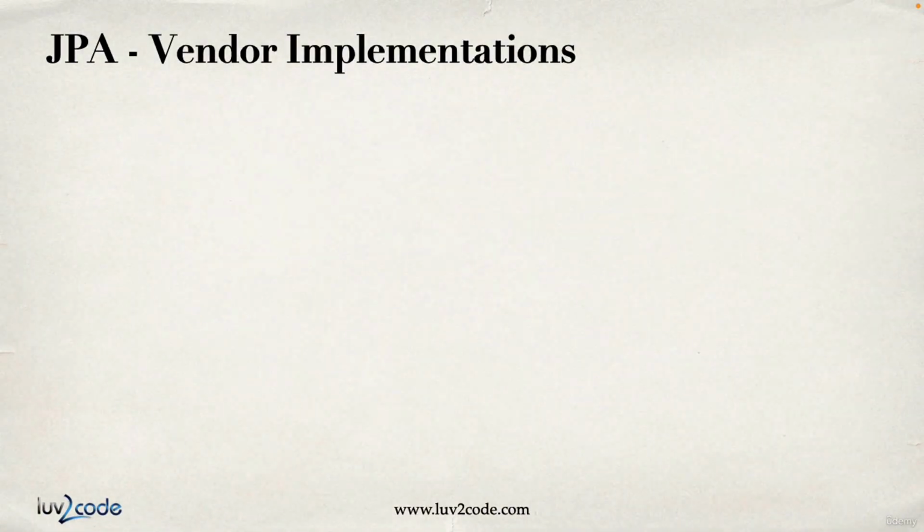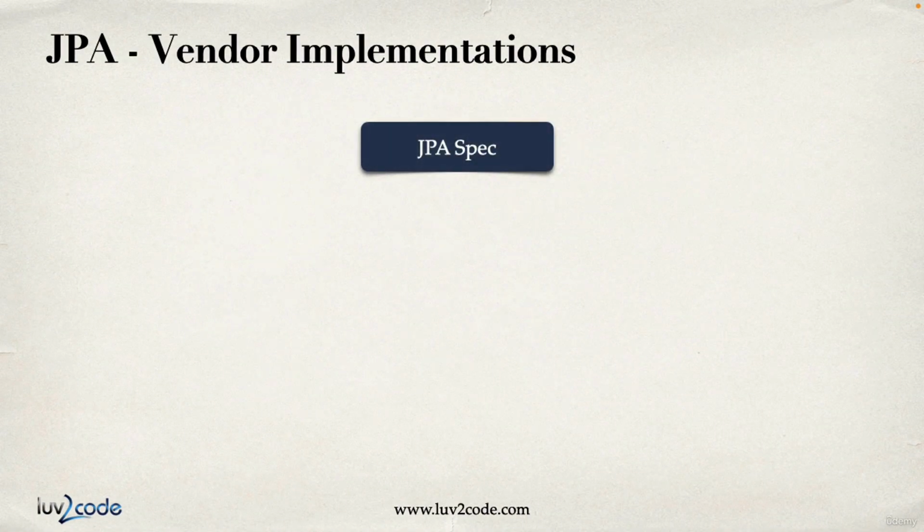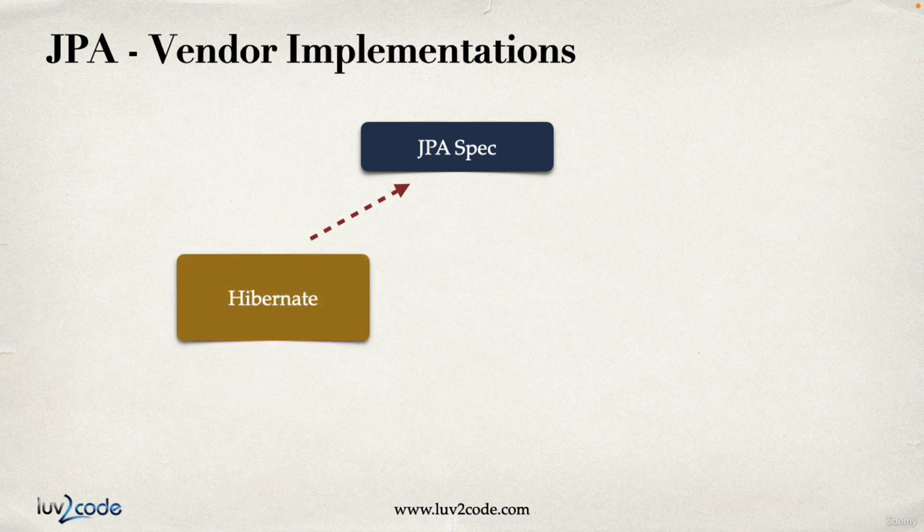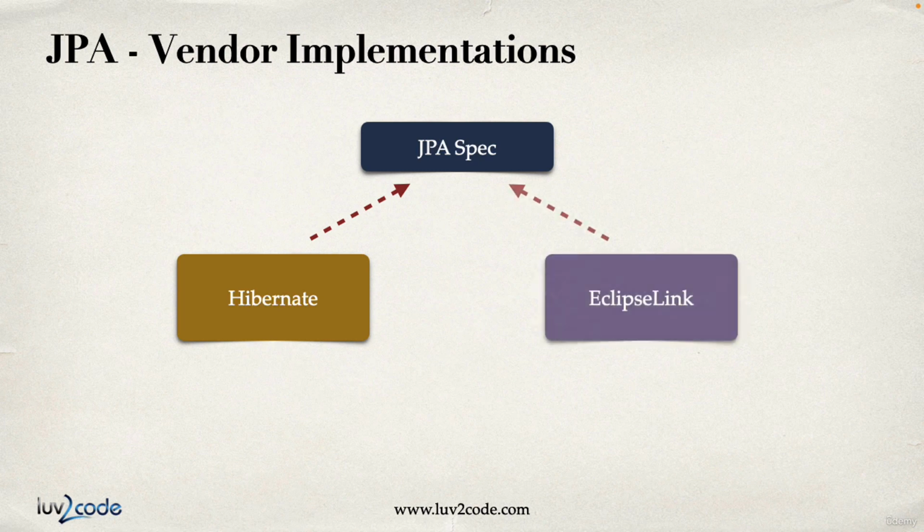Now, let's take a look at some JPA vendor implementations. So we start with the JPA spec. It's just a list of interfaces, and we need an implementation. One implementation here is Hibernate. Just like with Java coding, they take those interfaces and they provide an implementation of those given interfaces. And then there's another implementation here, Eclipse Link. Again, they have their own implementation of the JPA specification.